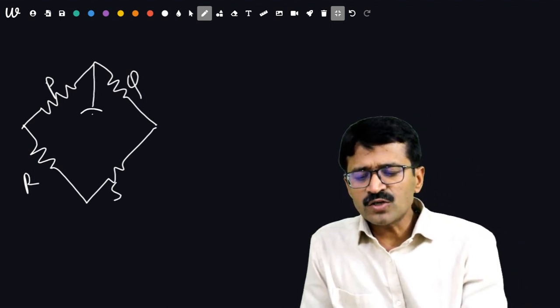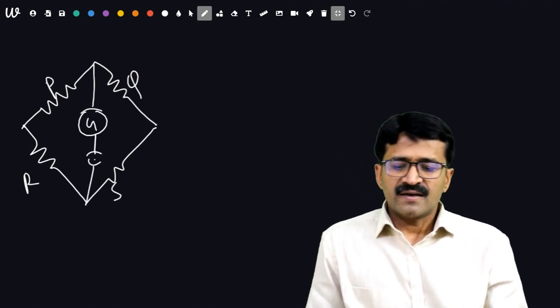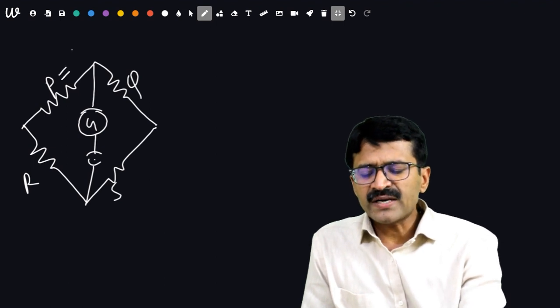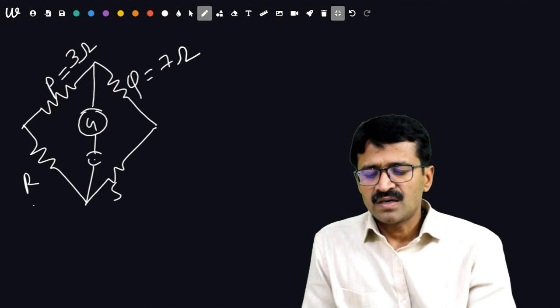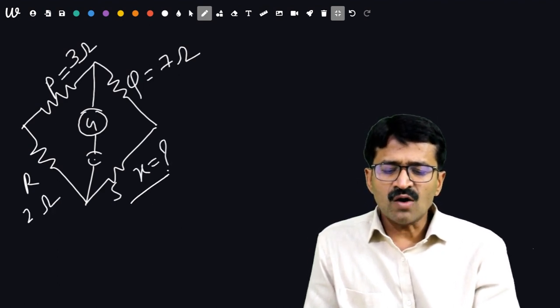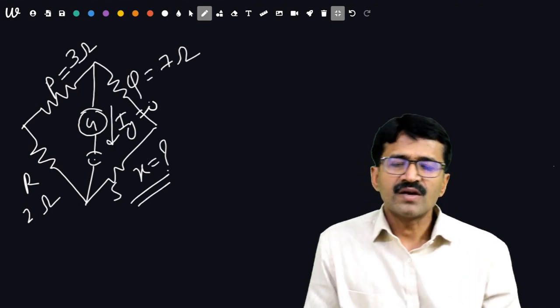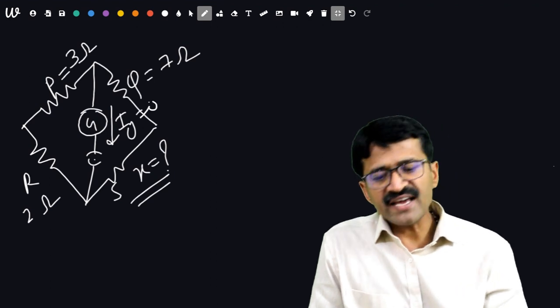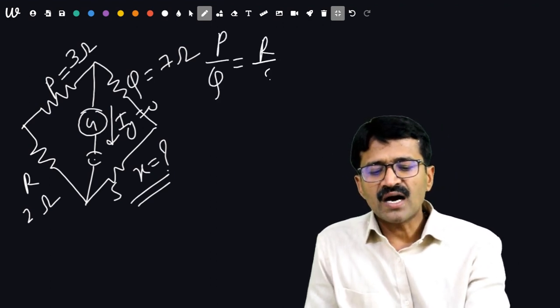A student wants to solve a numerical question on this basis. He is given particular resistances 3 ohm, 7 ohm, 2 ohm and X ohm. Then how to find this X ohm if the current through the galvanometer is 0? The only way is the balanced state, P upon Q is equal to R upon S.